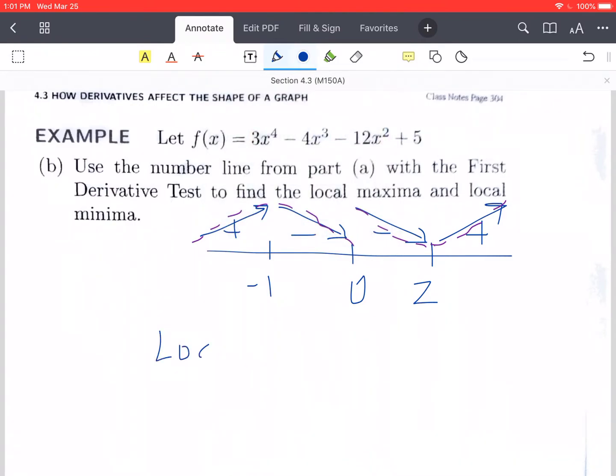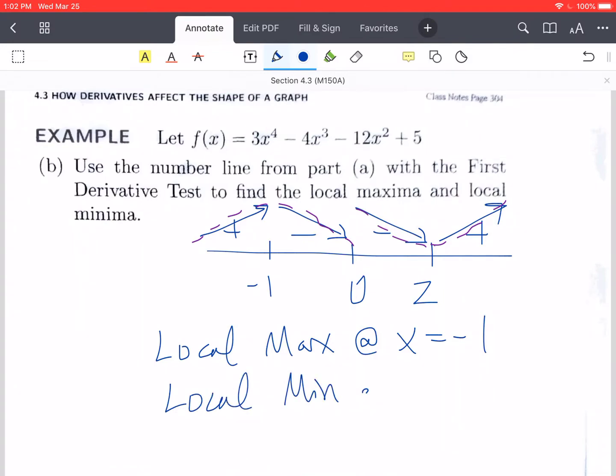So we would have a local max at x equals -1, and a local min at x equals 2. And then, of course, at 0, we go from decreasing to decreasing. So that doesn't give us a max or a min.